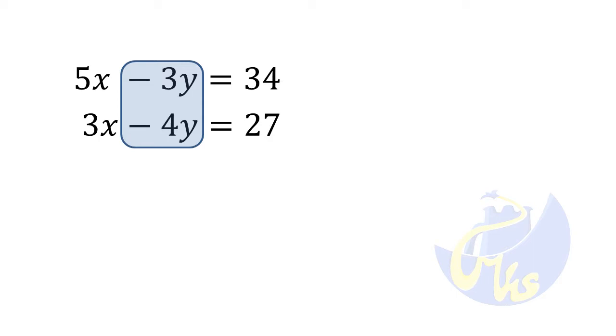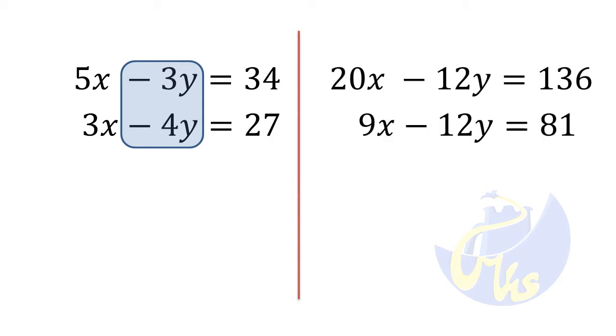So I'd like to get minus 12y's here. So this would then give us these two equations on the right. The top one's been multiplied by 4, so everything gets multiplied by 4. And the same with the bottom one. Everything got multiplied by 3 though, because that then gives us the minus 12y. And so now you can see that we've got this minus 12y in both equations.